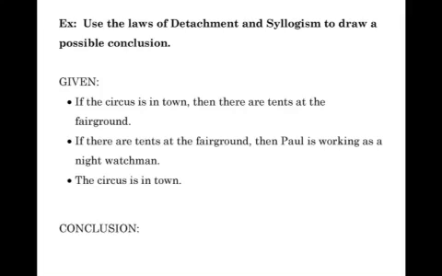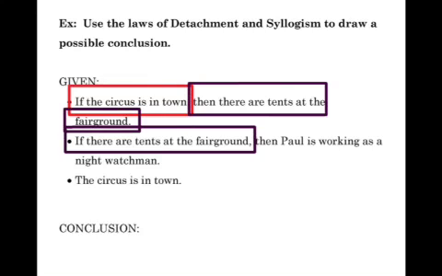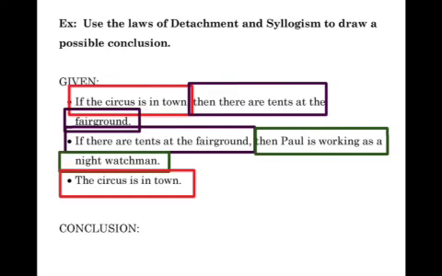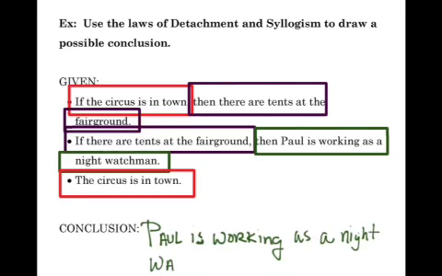Well, we can make that from the first statement, the circus is in town, so there have to be tents at the fairground. And now that we know that there are tents at the fairground, we know that Paul is working as a night watchman. So our final conclusion is that Paul is going to be working as a night watchman. All right, so we're given that piece in red. The purple connects our two, and so we can conclude finally the green piece, which is that Paul is working as a night watchman.